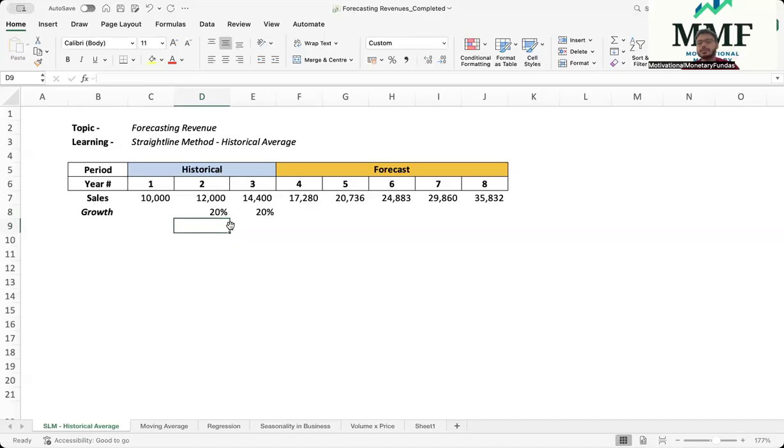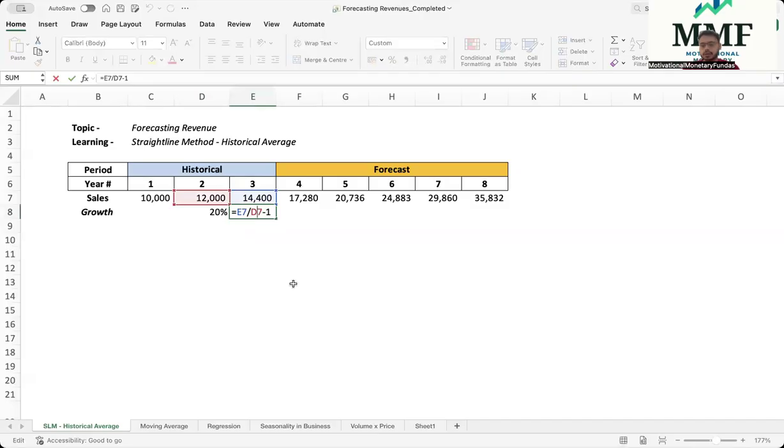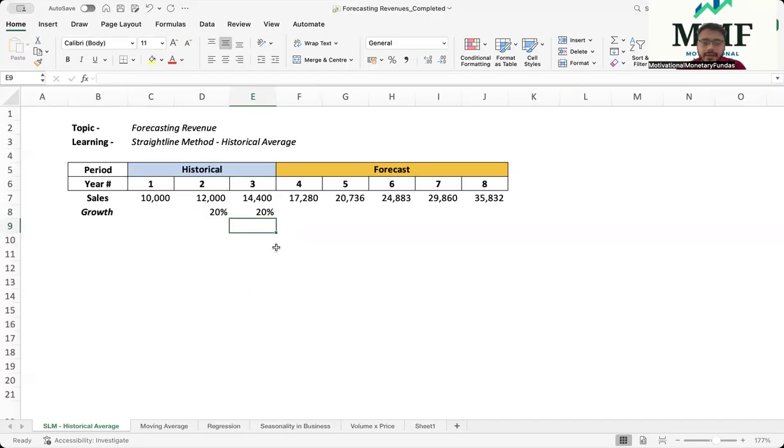Similarly, by the same formula, I can calculate for year 3 as well. Now I can see in year 3, my sales has grown by 20% again. 14,400 divided by 12,000 minus 1. So again, my sales have grown by 20%, right? So here it's very simple to understand. I'm getting 20%, 20% for both the years. Now, in the real world, you might not find companies having a sales growth of consistent 20%.